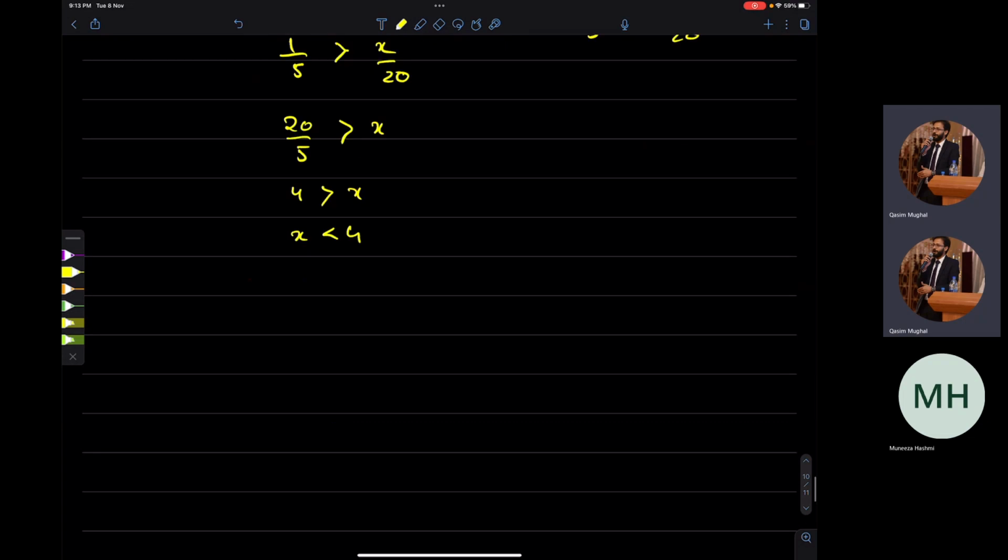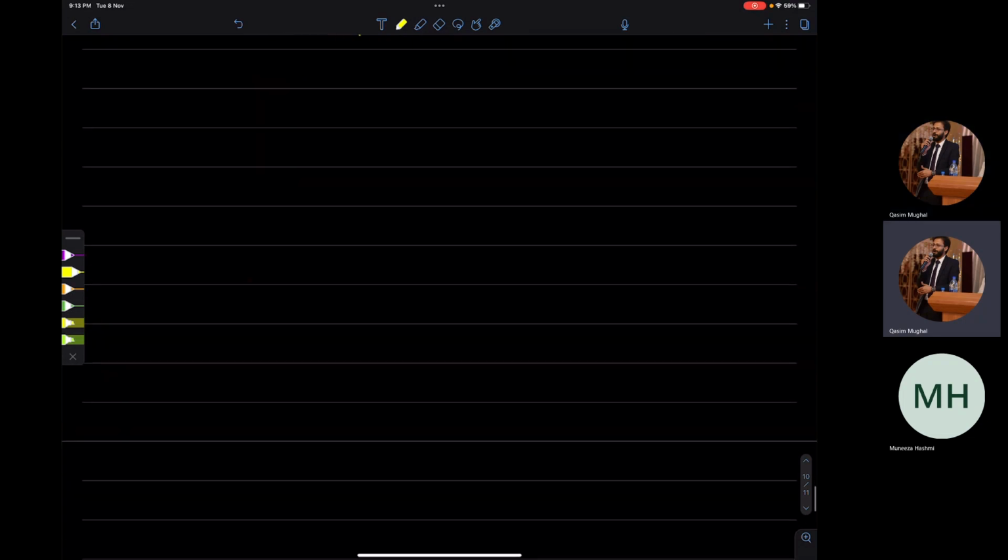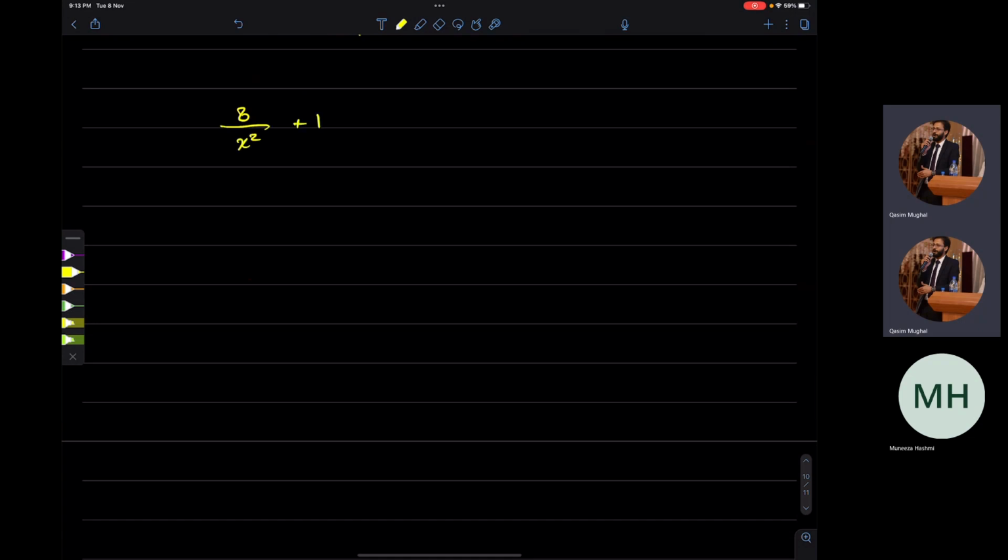All right, look at question number 12. 8 over x squared plus 1 is less than 9 over x. x squared will be the LCM here, so 8 plus x squared less than 9 over x. I have actually converted this into a single fraction, but there is no point in flipping, because if I flip it again, I will have this variable in the denominator.